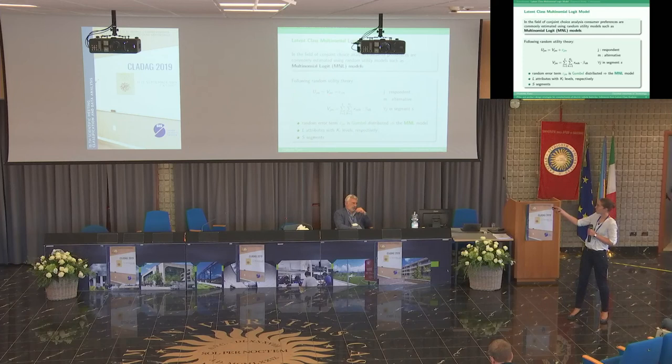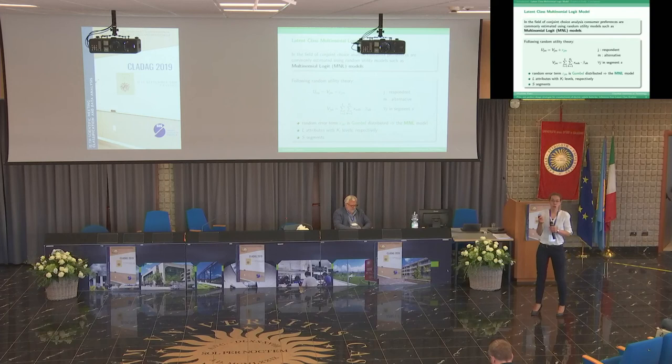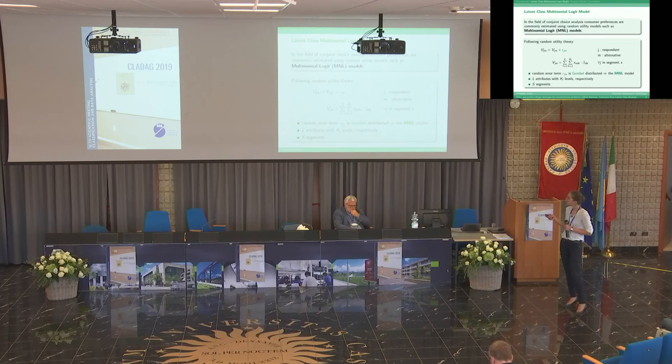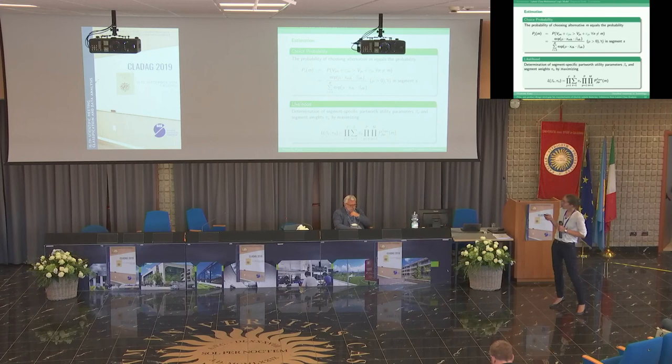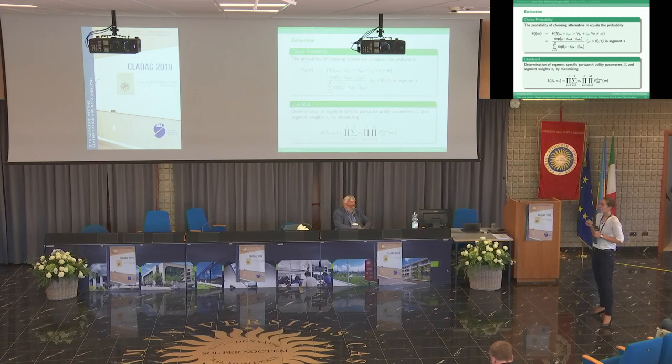The deterministic part is just the sum of the part-worth utility estimates for those attribute levels that are realized within a certain alternative. On the other hand, we've got this random error term, which captures all the effects that are not included within the deterministic part. Quite important, if you assume this random error term to be IID Gumbel distributed, then the multinomial logit model results. The assumption of a Gumbel distributed error term has the nice effect that the probability of a respondent choosing a specific alternative has a closed-form solution.